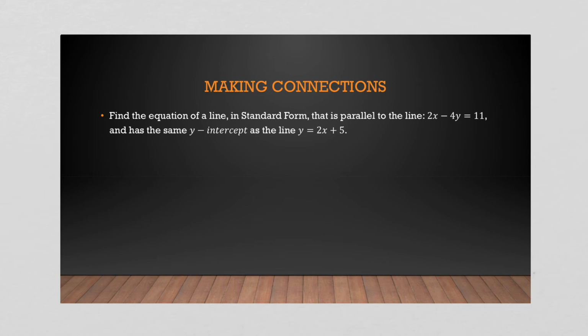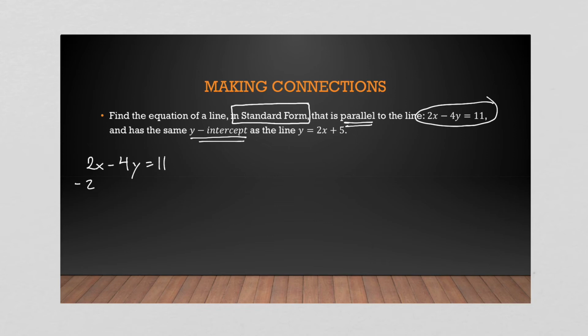Okay, so now we have a little bit more detail. We know we got to finish in standard form, and we have parallel to this, and then same y-intercept. Okay, so what do we need? We need the slope first of this. So 2x minus 4y equals 11. I'm going to subtract 2x from both sides. -4y equals -2x plus 11. And then divide by -4, -4, -4. So y equals 1 over 2x minus 11 over 4.